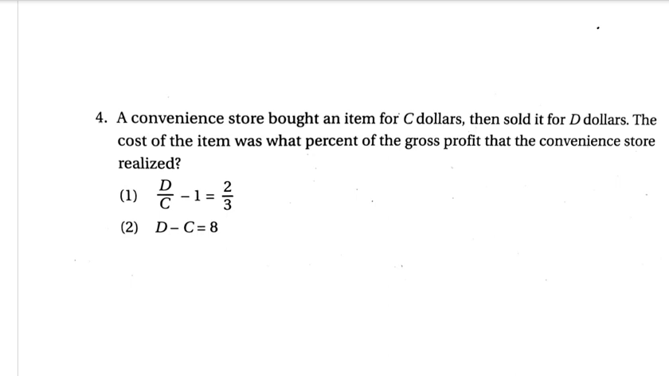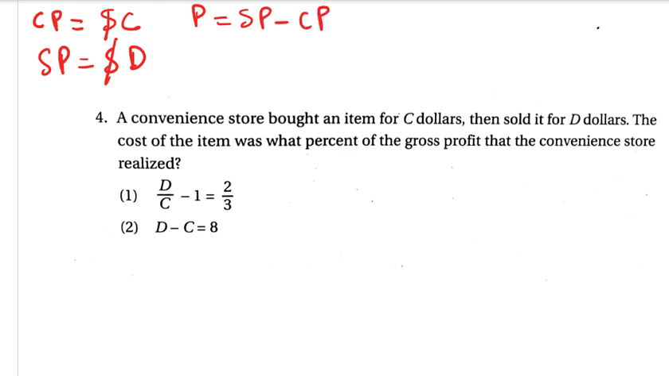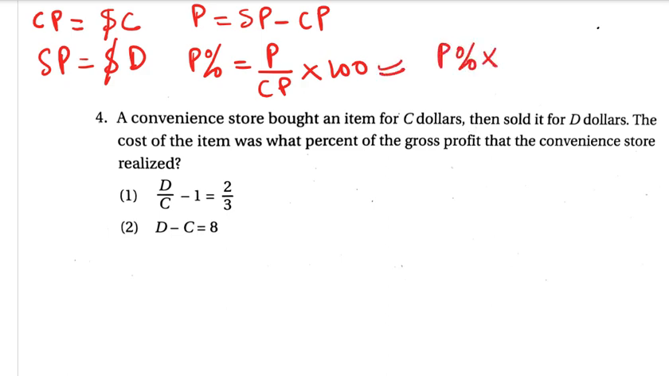This time I'm doing it with a red pen. What is my cost price given over here? My cost price is C dollars. What is my selling price? It is D dollars. Since they are telling profit, I use the profit formula, SP minus CP. Then I use the profit percent formula, that is profit by CP into 100. Now from here let's find the profit value. So P percent into CP divided by 100 is equal to profit, correct?